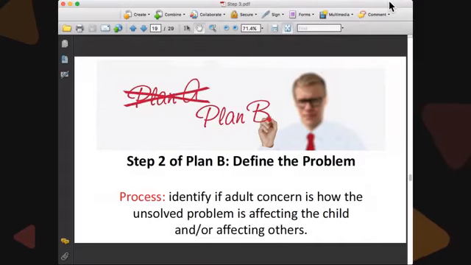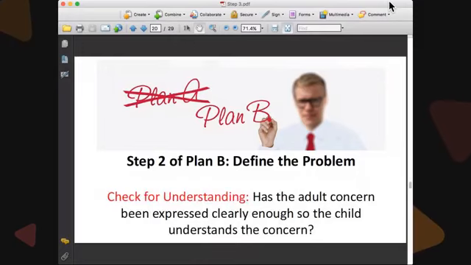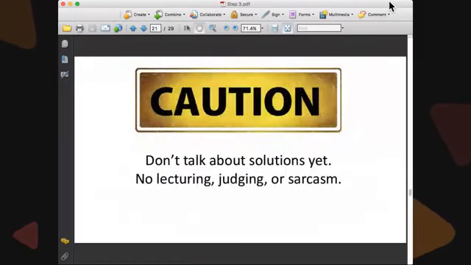So this part of the Plan B is looking at the adult concerns. Again, you want to check yourself for understanding before you go to the next step. You want to make sure, did I really explain this clearly enough so my child understands the concern? The cautions here are still with step 2. You don't want to talk about solutions yet, and you don't want to fall into that lecturing, judging, or sarcasm kinds of things. So those are the first 2 steps.